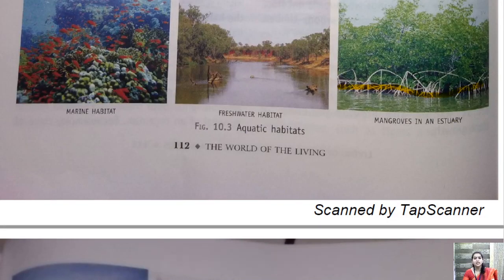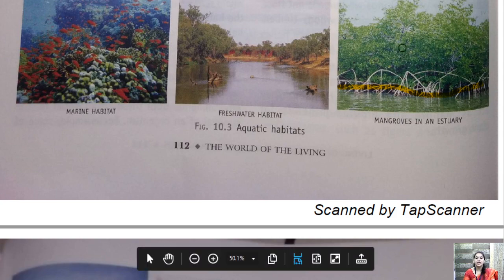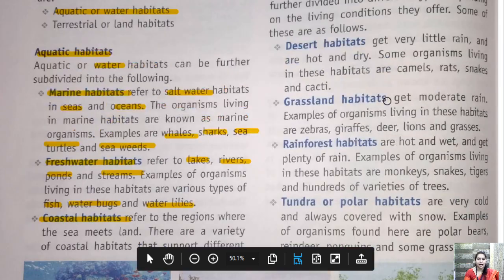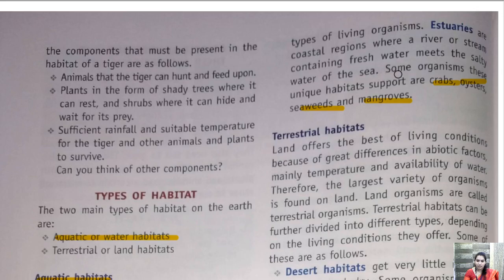Basically, the animals that can survive in both water and land area are present in this coastal habitat. जब उनका मन करेगा तब वो पानी में चले जाएंगे, जब मन करेगा तब वो लैंड पे चले जाएंगे. So basically, such animals and such plants survive in a coastal area. And children, this particular region where sea water and land meets is called estuary. What it is called, beta? Estuaries. Estuaries are the coastal region where river or a stream containing fresh water meets with the salty water of the sea. The place where the river water and sea water are mixed together, that place is called estuary.